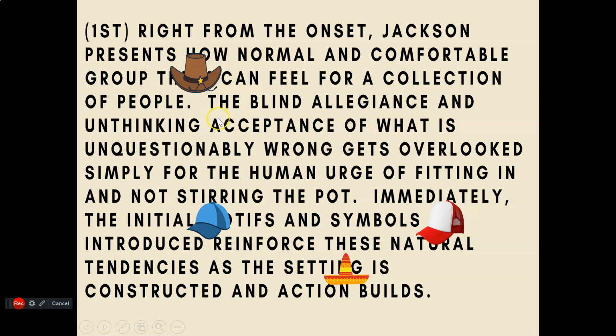The blind allegiance and unthinking acceptance of what is unquestionably wrong gets overlooked simply for the human urge of fitting in and not stirring the pot. So we're still talking about groupthink. Immediately, the initial motifs, so blue hat for motifs, and symbols, white and red hat for symbols, introduced reinforce these natural tendencies as the setting. Setting is sombrero, is constructed and action builds.